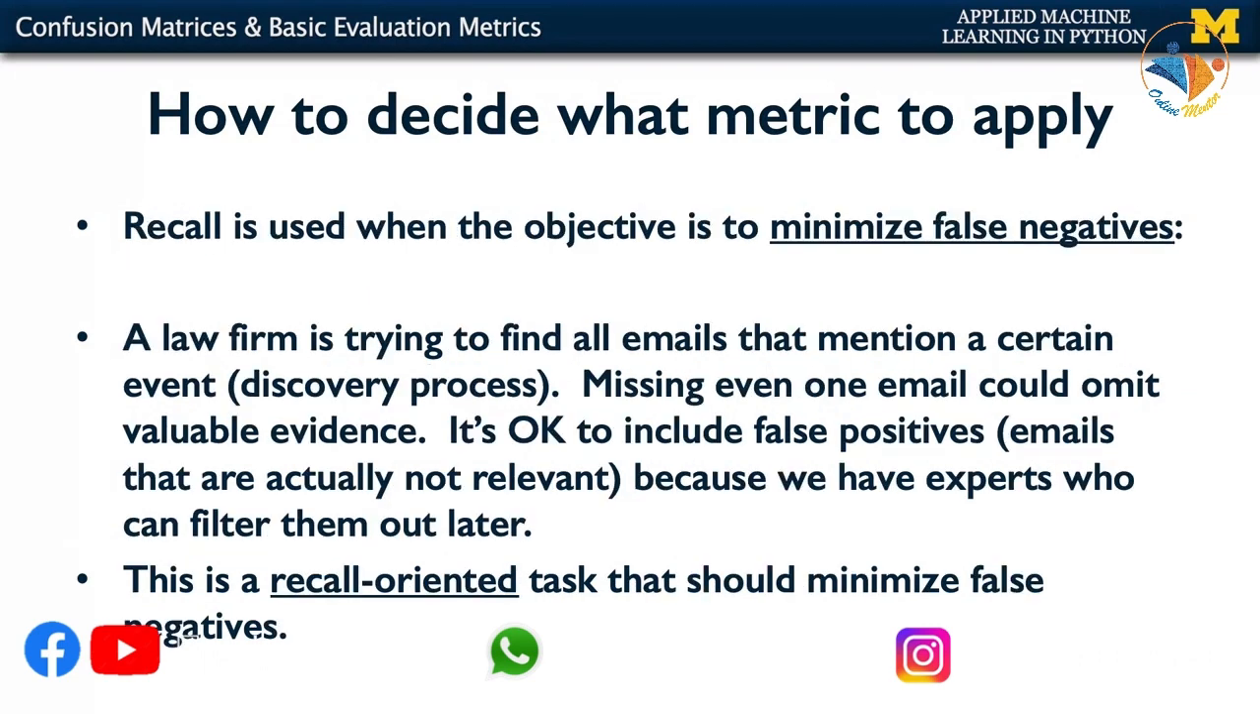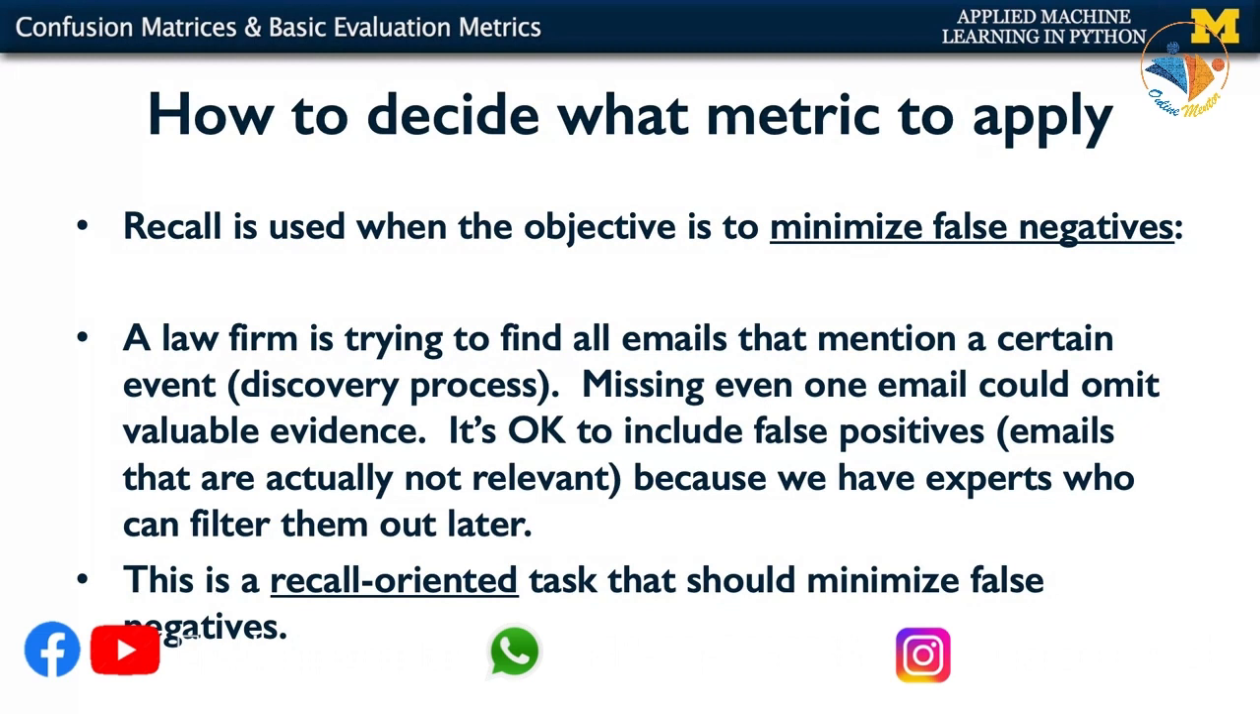On the other hand, a scenario where we might want to minimize false negatives is one where a law firm is searching for every possible email mentioning a certain event or person as part of a lawsuit, let's say. If we consider the positive class for the classification problem to be finding emails that have critical information, we want to avoid misclassification errors that incorrectly label an email as not containing critical information. In other words, we want to avoid false negatives. This is because missing even one critical email could omit valuable evidence.